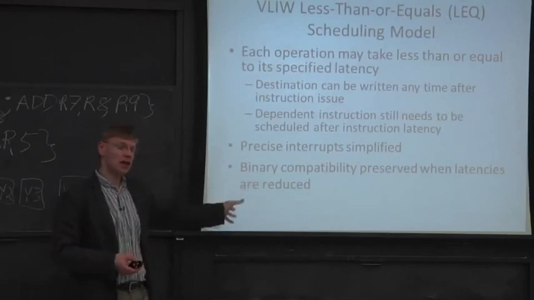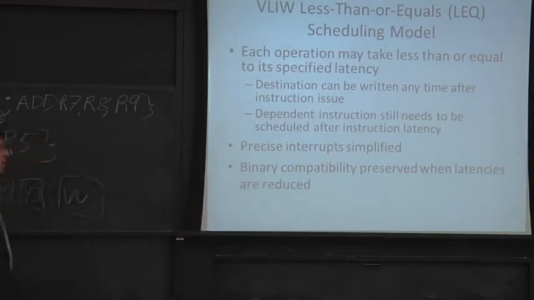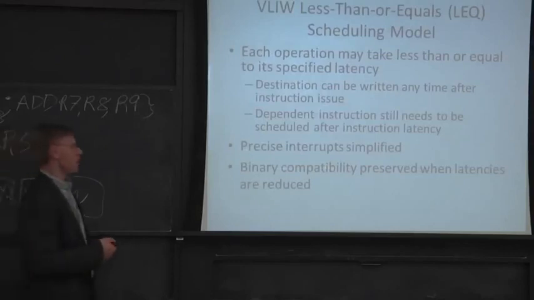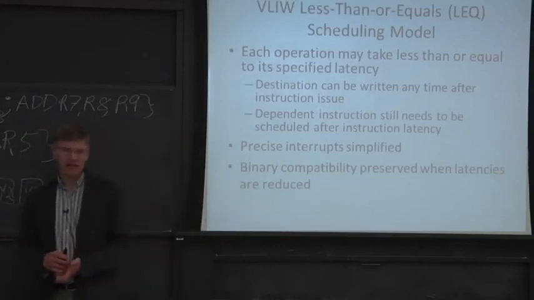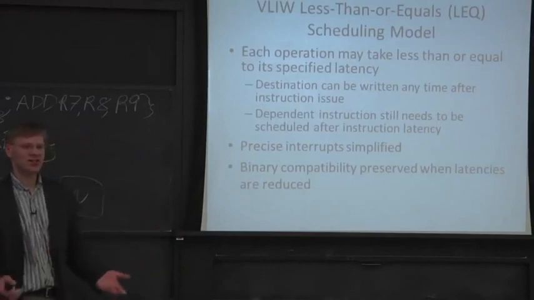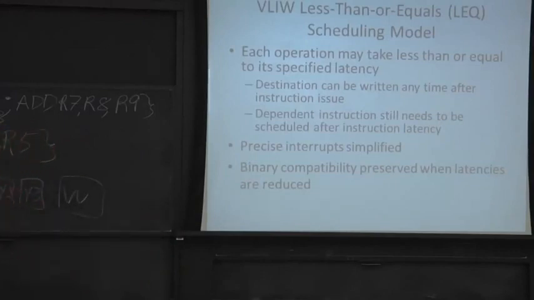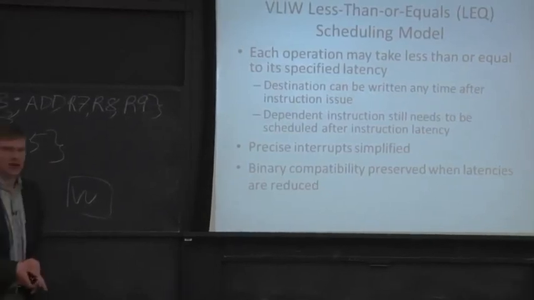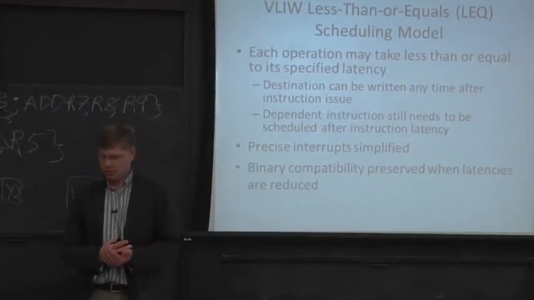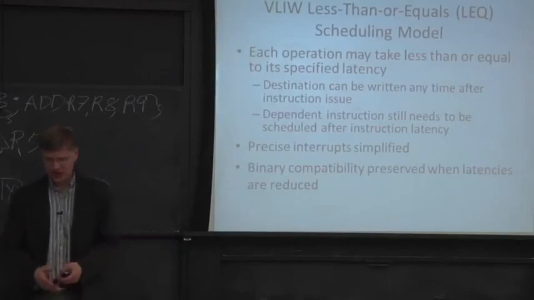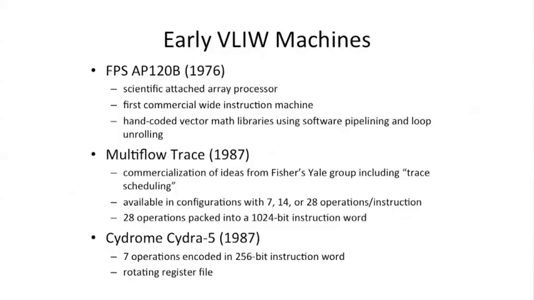So you still don't have to implement interlocks. You still don't need a scoreboard. But you can now have precise interrupts. Some other positive things pop out of this. You end up with binary compatibility preserved when the latencies are reduced. So let's say you make a faster processor where your multiply, instead of taking 4 cycles, only takes 3. That's a positive here. You may not get more performance from it, but at least you won't get incorrect execution. So that's a sort of positive outcome here.